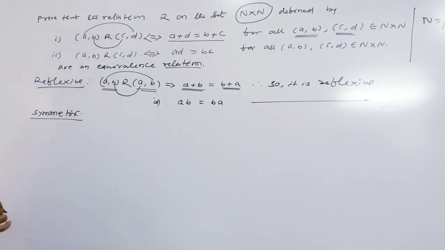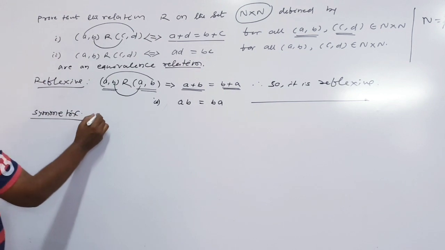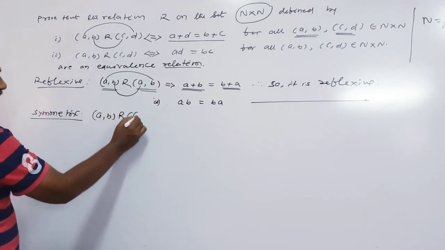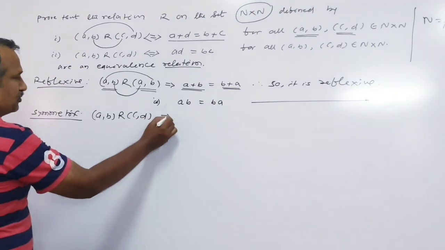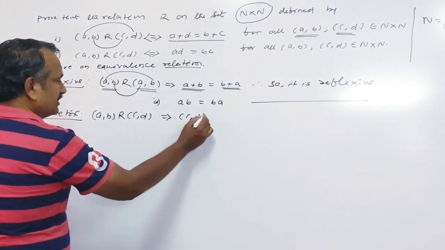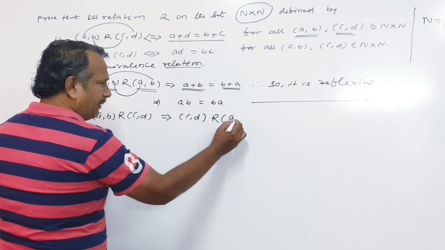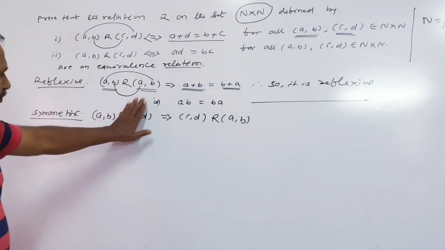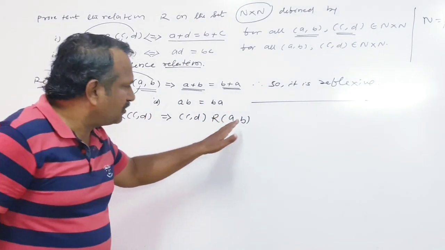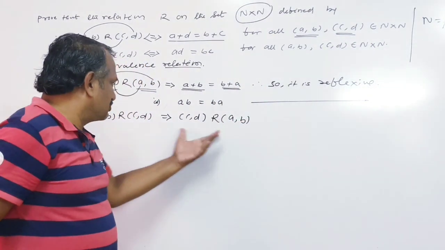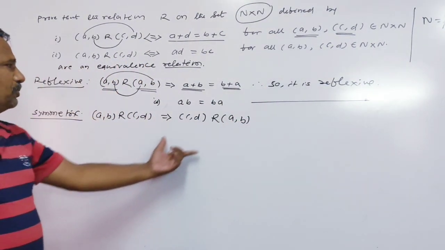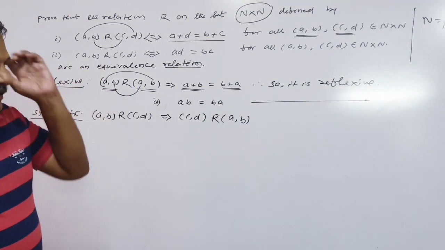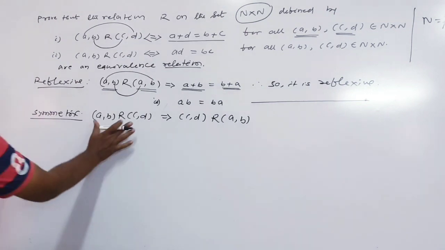Now next one is symmetric. What is symmetric? (A, B) is related to (C, D). Next we have to show that (C, D) is related to (A, B). Yes or no? If A is related to B, then B is related to A. This is given; you have to show this one. If this exists, then the relation is symmetric. Now this is given.